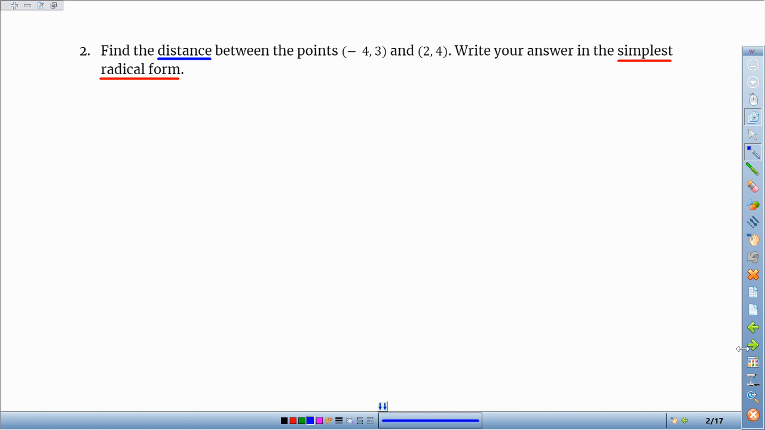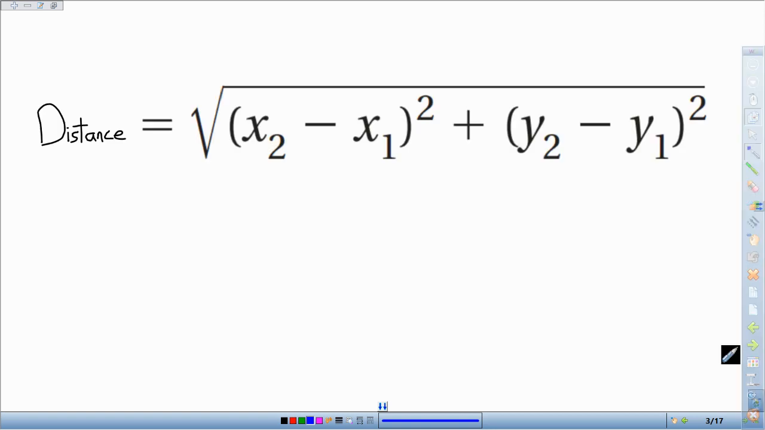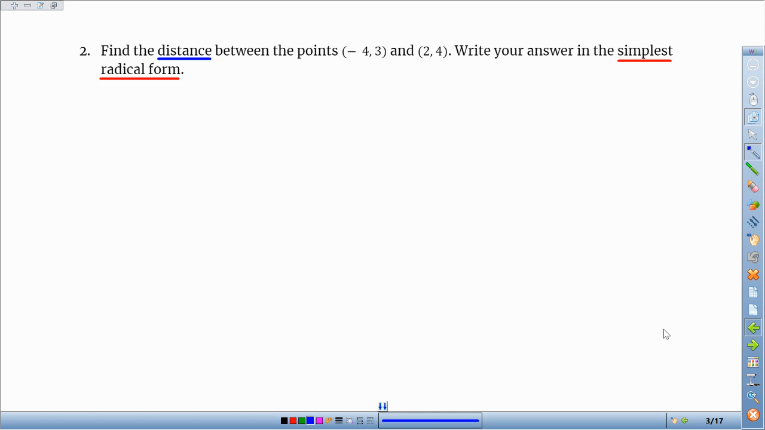From here, it's asking us to find the distance between the 2 points. Write your answer in the simplest radical form. So first thing, distance. We have to realize we are using the distance formula on this problem. This should be in your notes, and you can use your notes on this test. If this is not in your notes, I highly recommend getting it in there. That's what we're going to plug these numbers into.